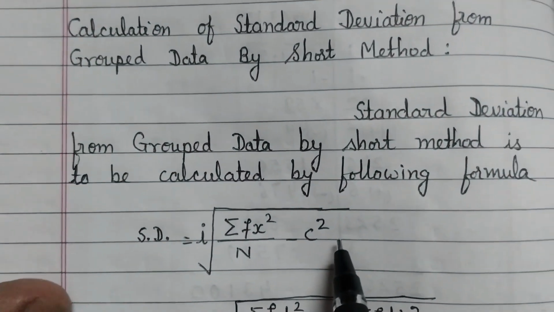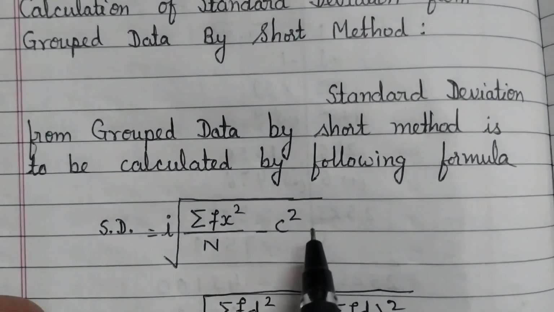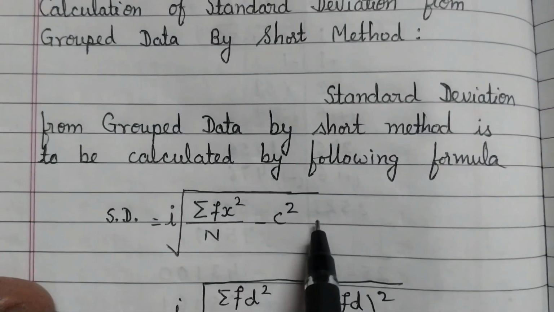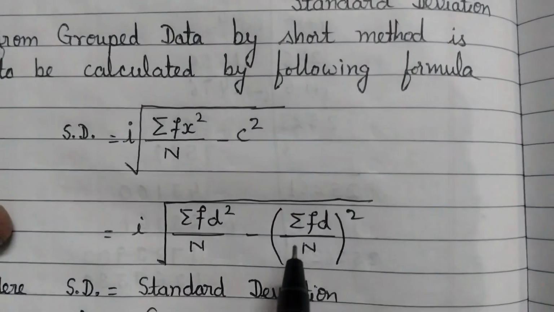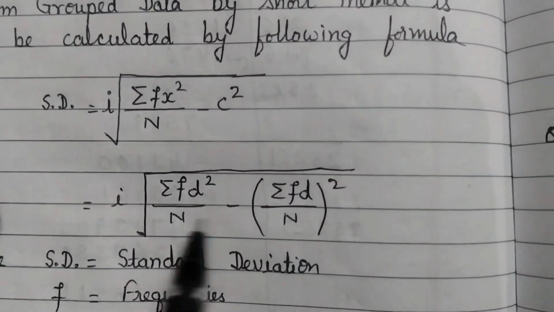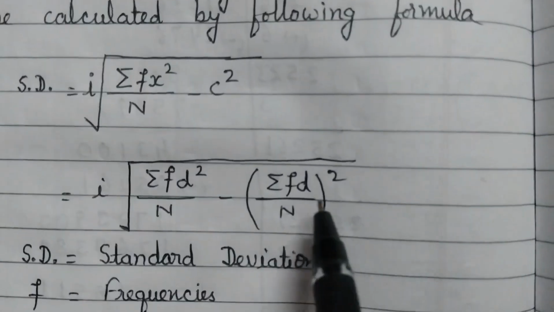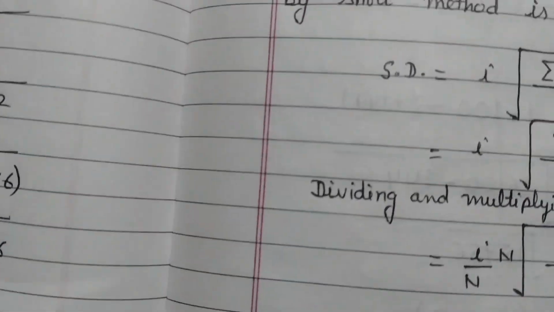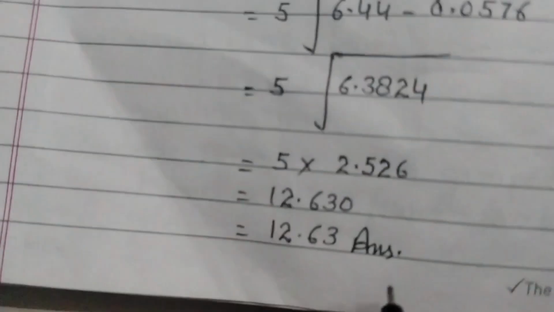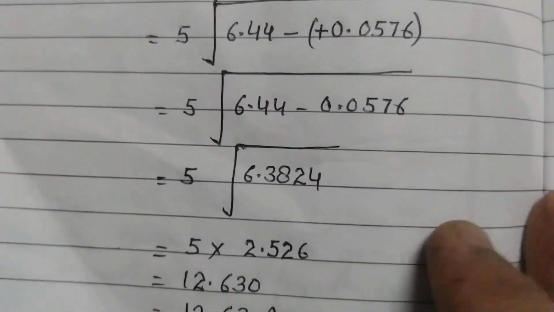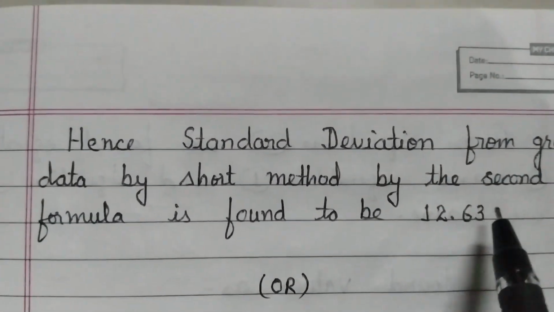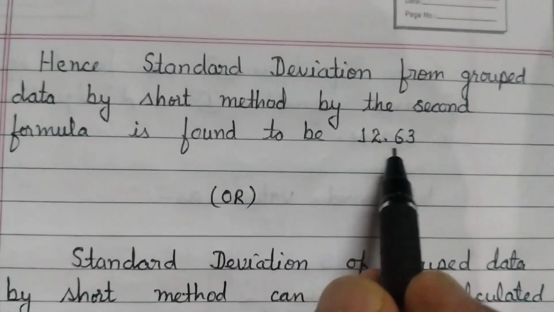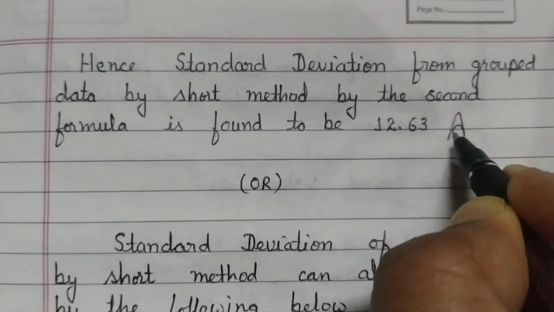So in part 17 I have calculated the standard deviation by short method by this formula, and in part 18 I have calculated standard deviation from the same given data by this equation. The only difference is this: either by this equation or by this equation, the answer will come out to be the same, that is 12.63. So this is the required answer. Hence standard deviation from group data by short method by the second formula is found to be 12.63. So this is the answer.